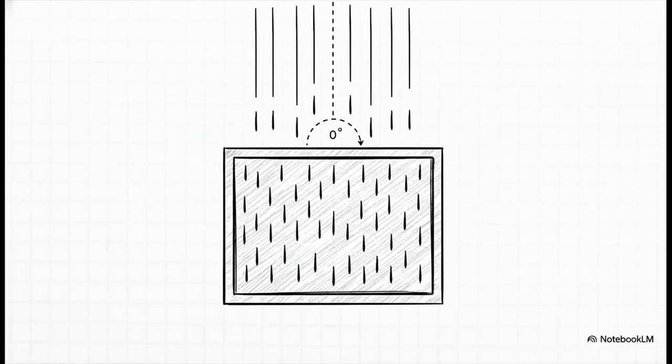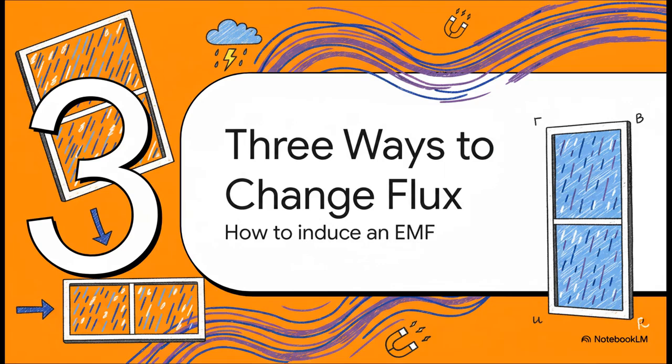So here's the bottom line. You get the absolute maximum flux when your window is perfectly flat, facing the rain head-on. In that position, the normal line is pointing in the exact same direction as the rain, which makes the angle between them, theta, 0 degrees. And since the cosine of 0 is just 1, the flux is simply B times A. Maximum rain catch.